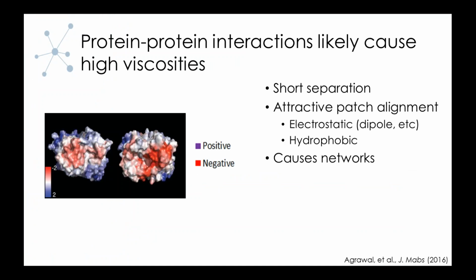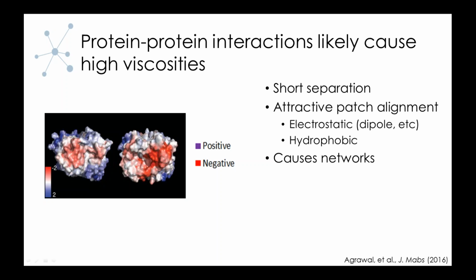So we believe that the main cause of this variation in viscosities is the differences in interactions of these solutions. As I said, as these proteins become concentrated, the separation between them becomes much smaller. And this allows short-ranged, particularly attractive interactions to affect the flow of these antibodies very much. These attractive interactions come from a combination of electrostatic and hydrophobic forces.